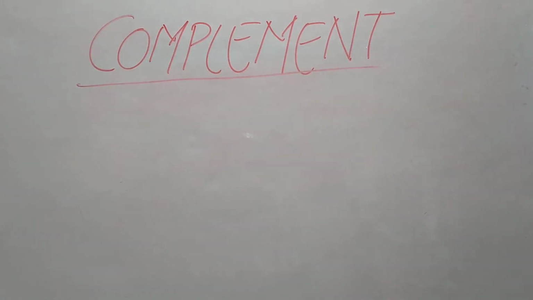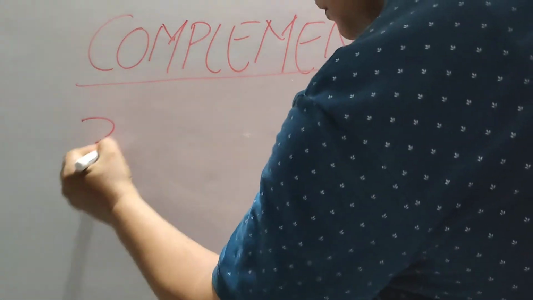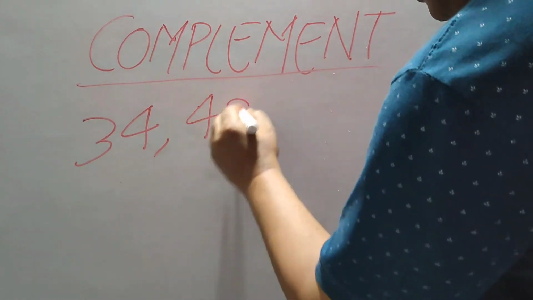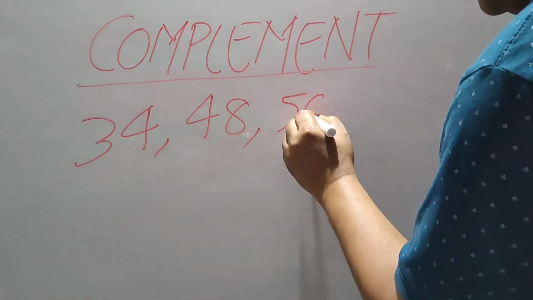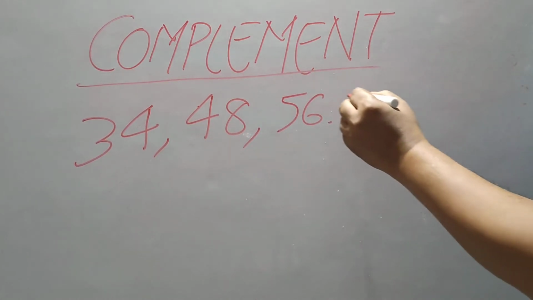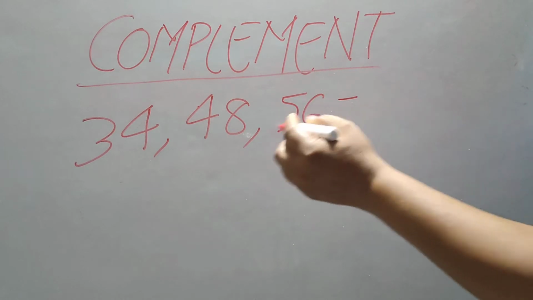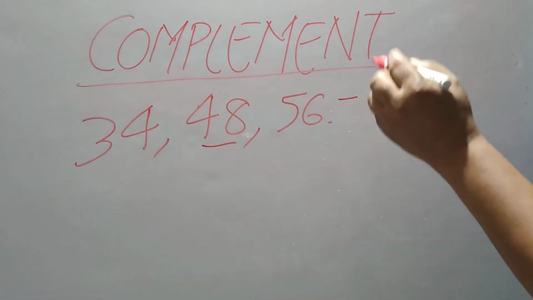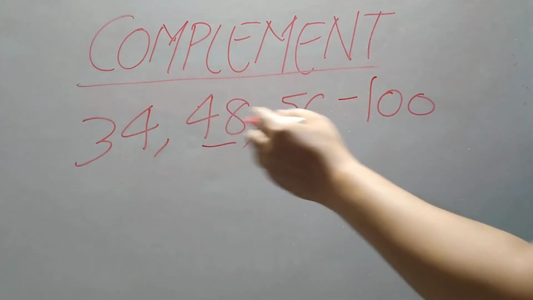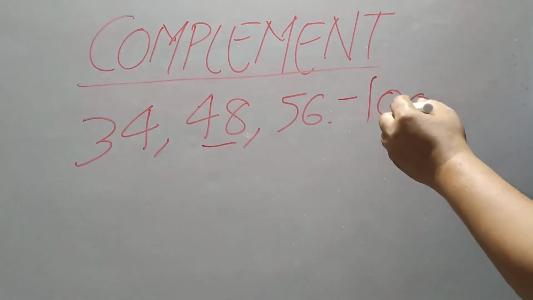Nikhilam, I will show you. Suppose the number is 34, number is 48, number is 56. Now these are three numbers given, and I have to find the complement of these three given numbers. So first of all, what will be the base of these three numbers? As you can see, they are 2 digits. So the base will have 2 zeros. So the base will be 100. For all these three numbers, any 2 digit number, the base will be 100.